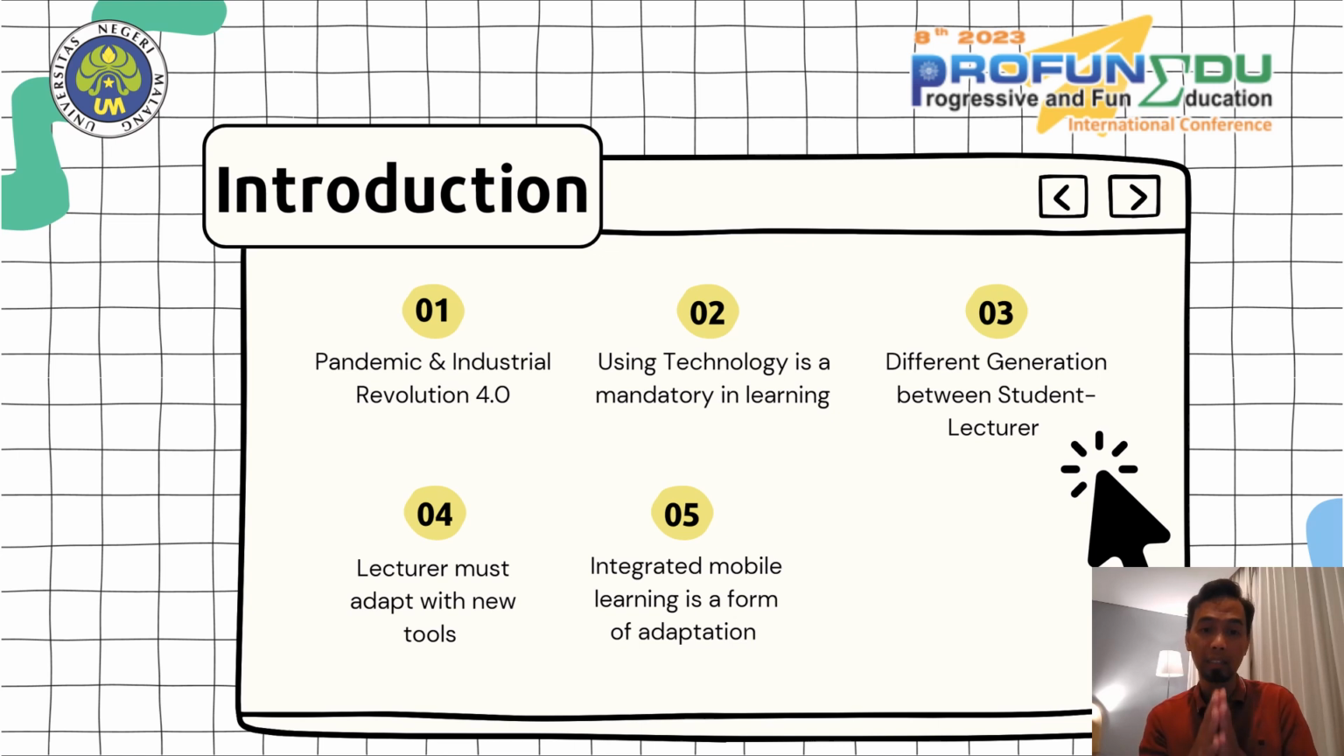So integrated mobile learning is a form of adaptation because as we know, lecturers and teachers must adopt new tools during the pandemic or after the pandemic.